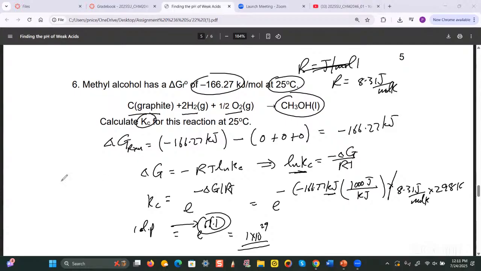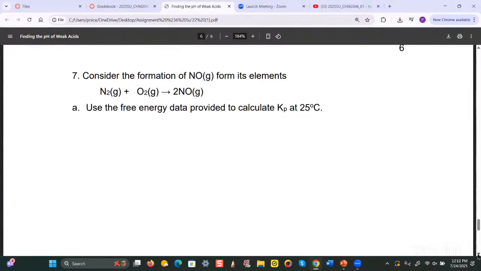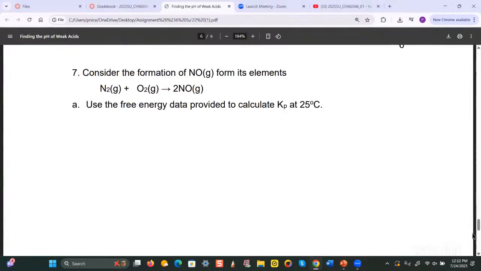Okay, let me clear this. And let me scroll down to question number 7. So number 7 says, consider the formation of NO from its elements, and it gives the equation. Use the free energy data provided to calculate Kp, all right?